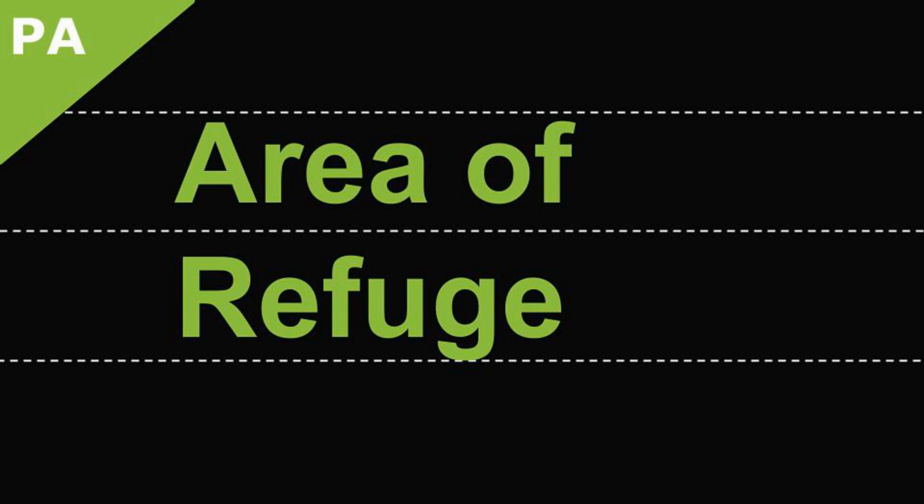Area of refuge. Area of refuge is an area in a building where people can remain temporarily while they wait for assistance to access an exit. Under certain circumstances described in the International Building Code, stairways may need to incorporate an area of refuge. This requirement is located in Chapter 10, Means of Egress, 1009.3.3.